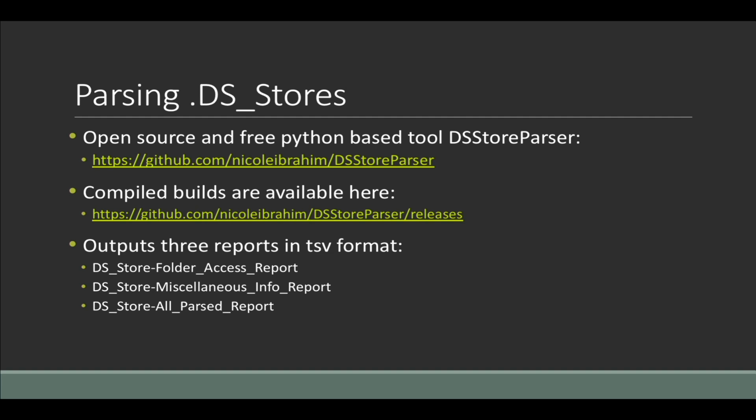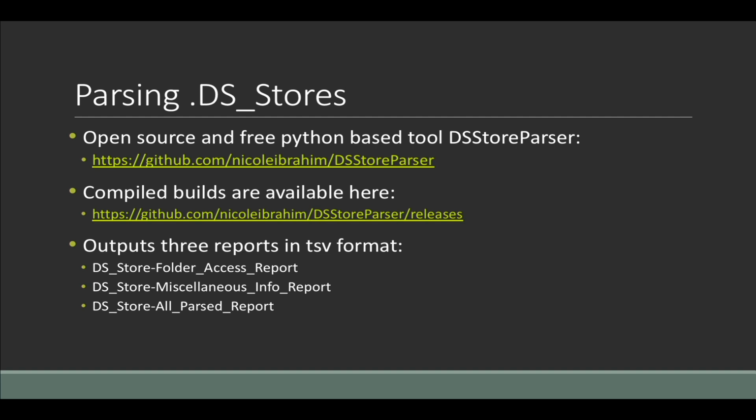So let's look at parsing DSStores. How can we parse them? Because right now the data is not very friendly to look at, even in a hex editor or Notepad. You can pull strings, but that doesn't give you any context to what's actually in these files. So I developed an open source and free tool called DSStore Parser. You can also download the compiled builds for this. There's one available for Windows and one available for Mac. I would recommend using those because you don't have to install any dependencies or libraries. So you can go ahead and download the latest release.